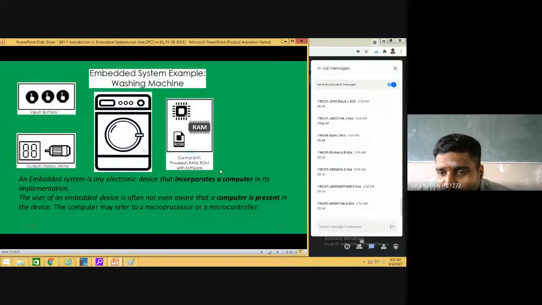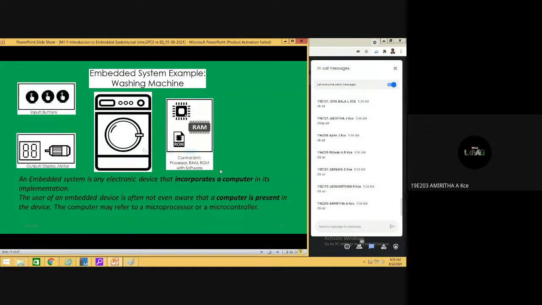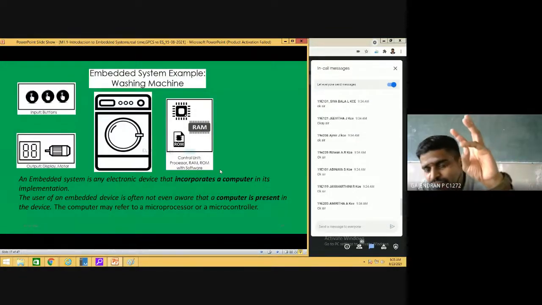Okay, can anyone tell me why we need to do this task? Please unmute and tell. Why do we need to do this task? Okay, Amirda, can you unmute and tell why we need to do this task? Sir, to understand the concept, sir. Understand the concept, very good, very good.